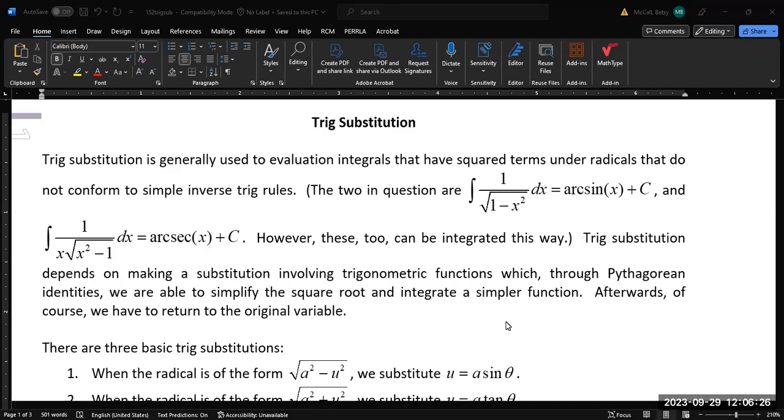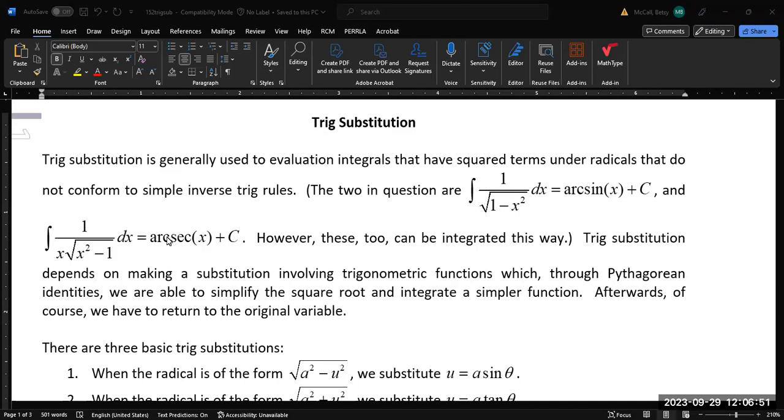Now, I try to remember which rules go with which by remembering the arc secant and arc sine and regular derivatives. So if you take the derivative of arc sine, you get 1 over the square root of 1 minus x squared. That reminds me that when I do a sine substitution, I'm looking at radicals that have this form, 1 minus x squared.